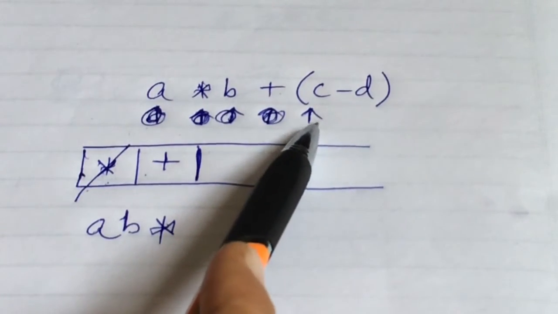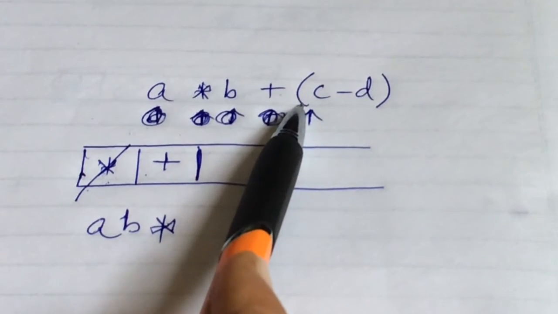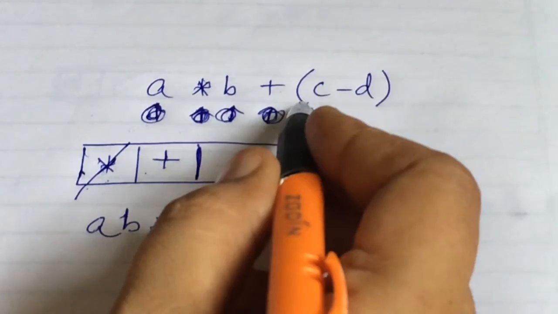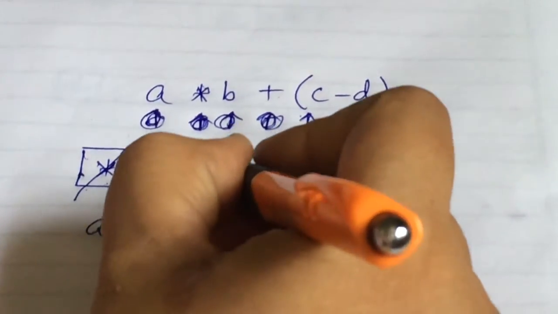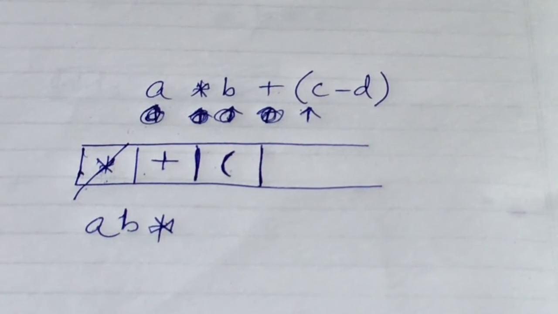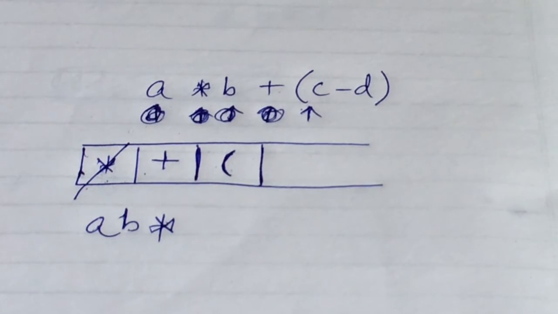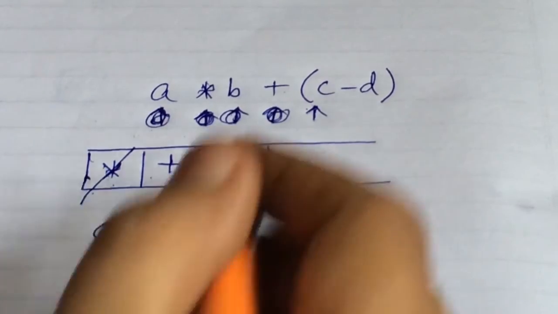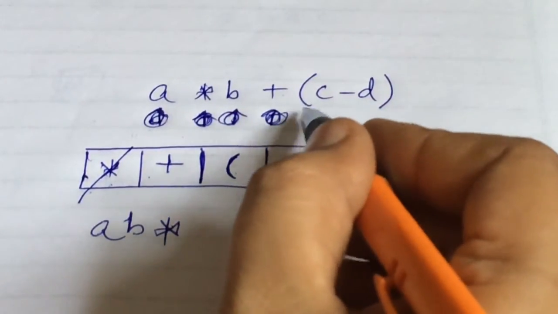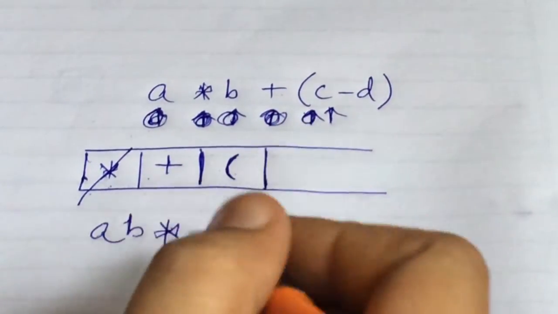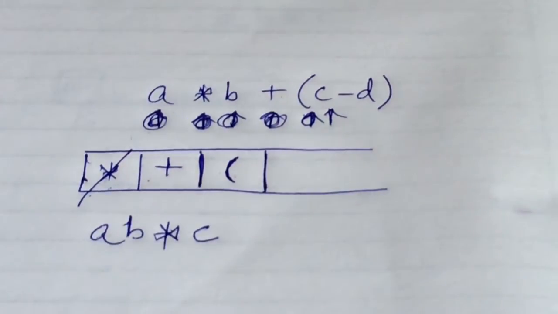What will be the next step? We have to push it in the stack. Since it is a left parenthesis, we can push, it will be pushed onto the stack, but you have to remember that right parenthesis will never be pushed onto the stack. Okay. Now the input pointer will move to C. C is an operand, so what we have to do, we have to print it in the output.